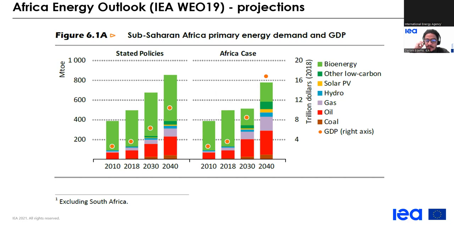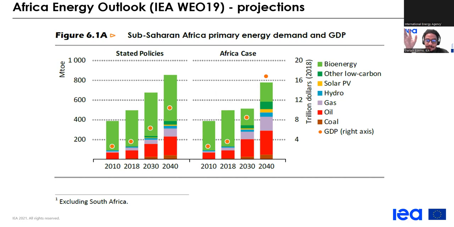But in this case, it seems to be a paradox, because we can see that, for example, in the Africa case, the GDP is growing even more, but the primary energy demand seems to be less with respect to the estimation done through the stated policy scenario. And this is basically because of two things. The first thing is the fact that the Africa case has as one of its goals universal access to electricity.